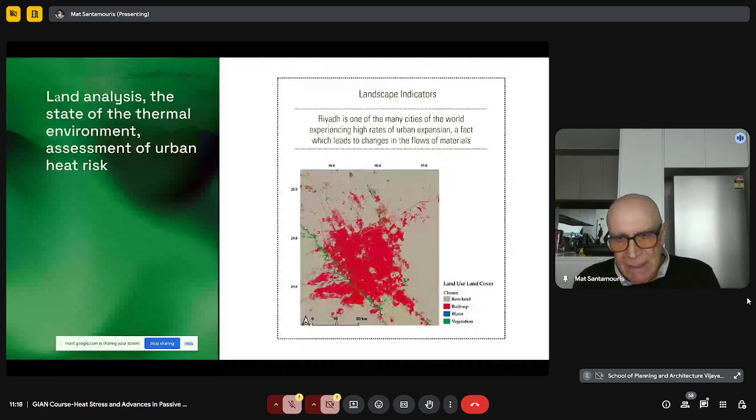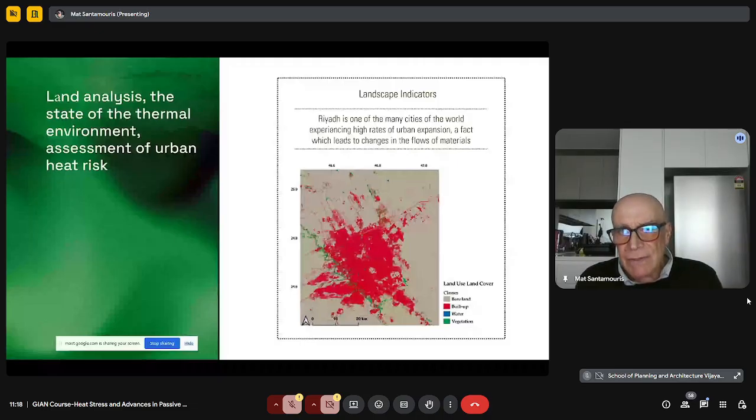Once we had a very clear understanding of the climatic conditions, and this was a little bit more detailed because we had a full mapping of all the neighborhoods of Riyadh during the whole year and during all the synoptic climatic conditions, we concentrated on landscape indicators.